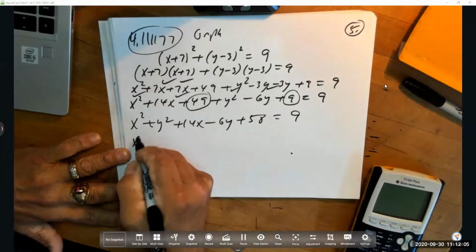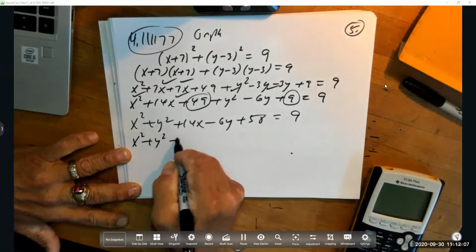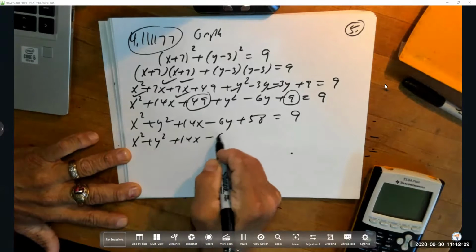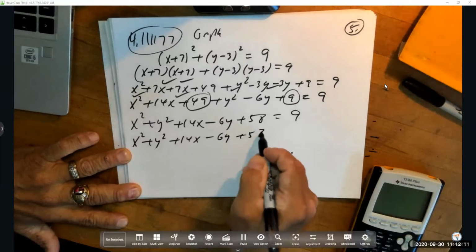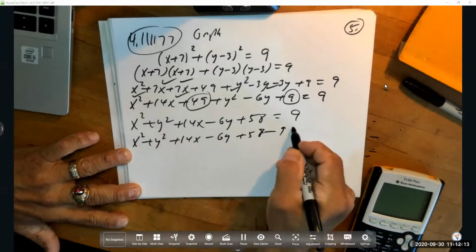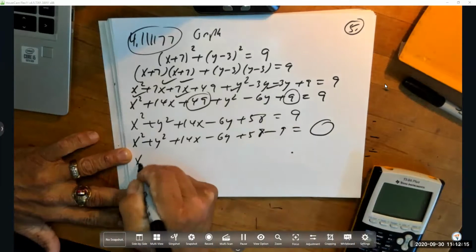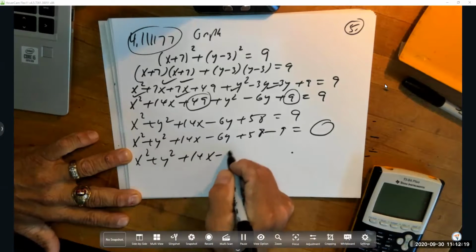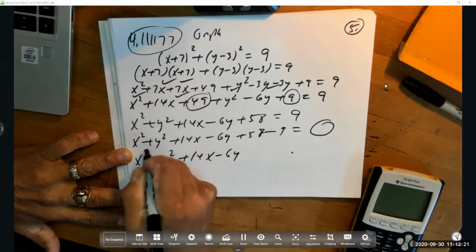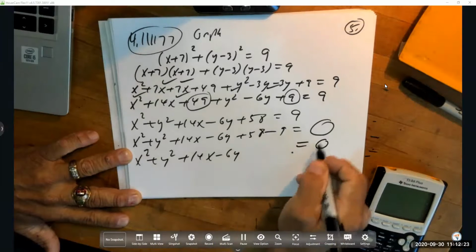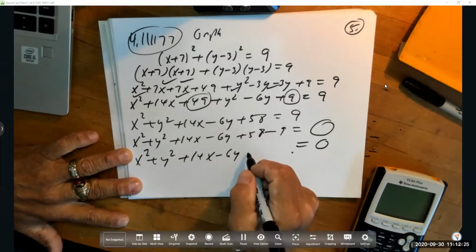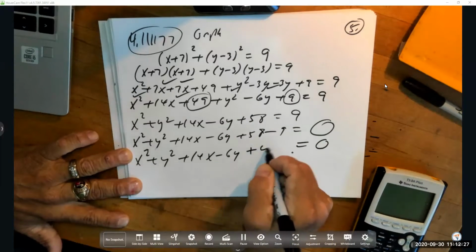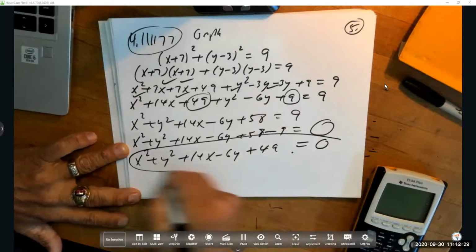All right, so x squared plus y squared plus 14x minus 6y plus 58 minus 9 equals 0. So x squared plus y squared plus 14x minus 6y. And what's 58 minus 9? You told me that number. 49. Okay, there it is.